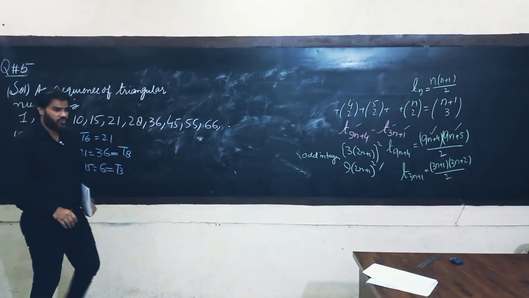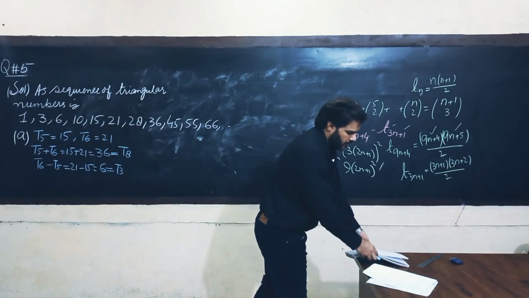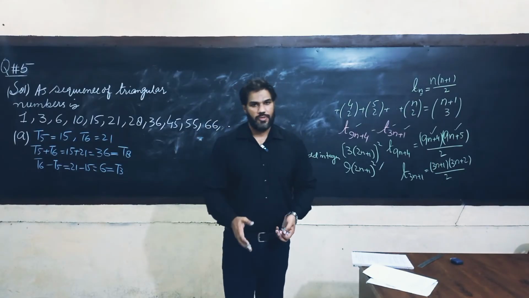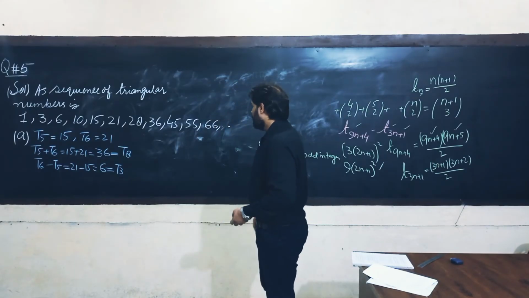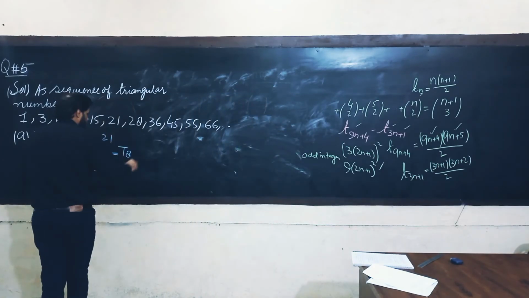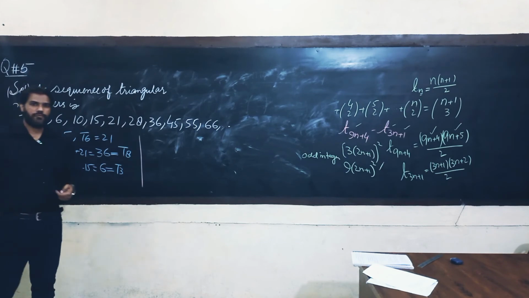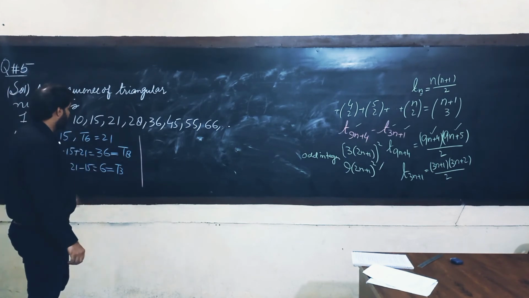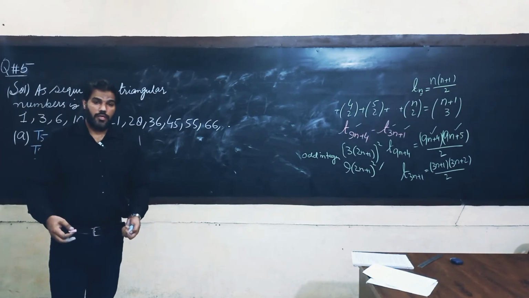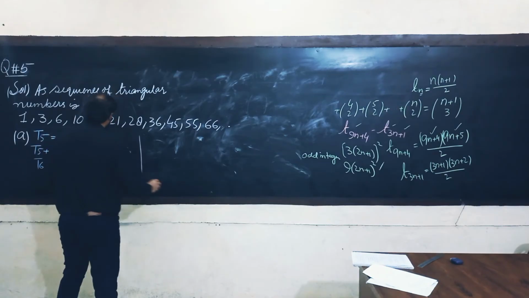So in this sense, this question is easy. But I said that this question is actually a research-based question. How is this question research-based? In general, if we have to find other pairs of triangular numbers whose sum and difference are also triangular numbers, then how will you find them?